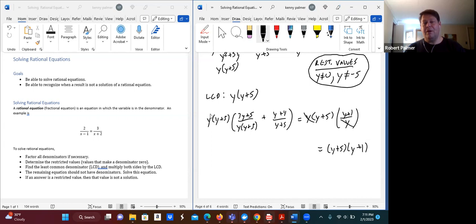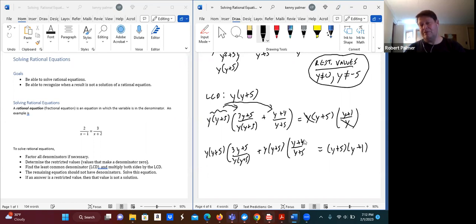Okay, and over here, we're going to take this whole thing and distribute it to each part. So we have y times y plus 5 times this first fraction, 3y plus 5 over y times y plus 5, then plus y times y plus 5, our LCD again, times the second fraction, which is y plus 4 over y plus 5.